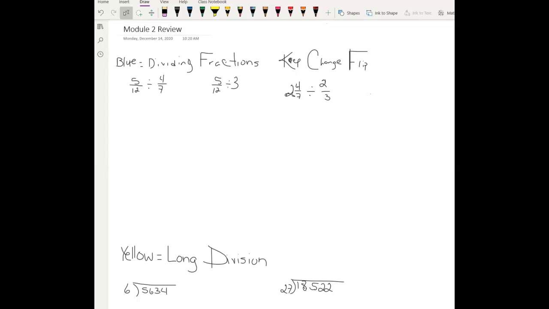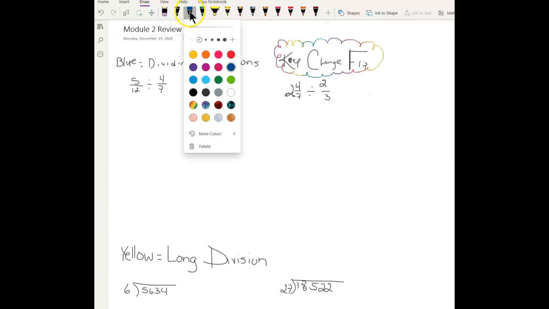So, one of the things that we did in Module 2 was we went over dividing fractions. And if you remember, with dividing fractions, the thing to remember is keep, change, flip. Super important. Okay, so this is how we divided our fractions.